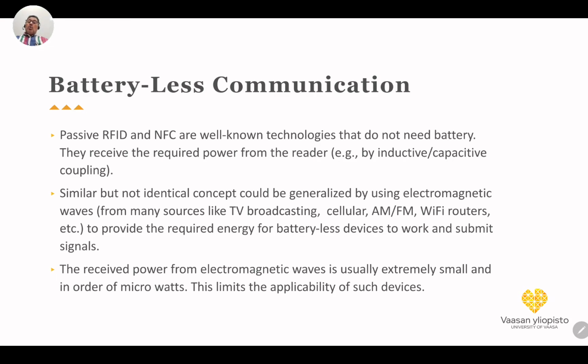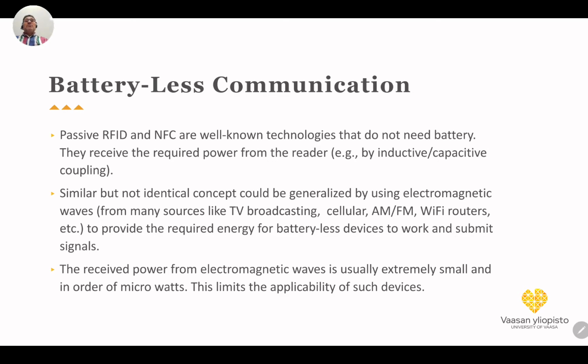So the idea is, why don't we harvest these electromagnetic waves and convert them to energy, and then use this energy to transmit our information. So it is like harvesting then transmitting. To harvest energy, just use some antenna, collect this energy, receive it. It is very small, in terms of like 0.01 or 0.1 microwatt, and it can be much smaller even.